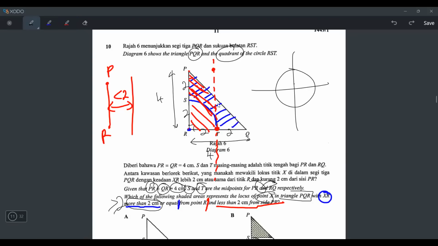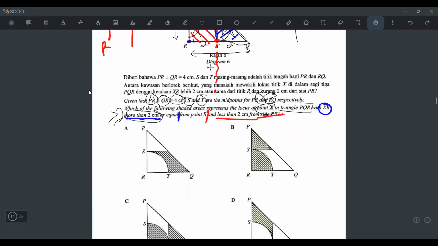So what is the answer? You will choose the one that has both red color and blue color. So this is the answer. Why can't you choose this as your answer? Because this one only satisfies XR more than 2 cm. It never satisfies less than 2 cm from PR. It's actually more than 2 cm from PR. So we can't take this. Same thing, we can't take the red color part also because it only satisfies one of the conditions. We have to take the one that has both colors, that satisfies both conditions. So this is the answer.